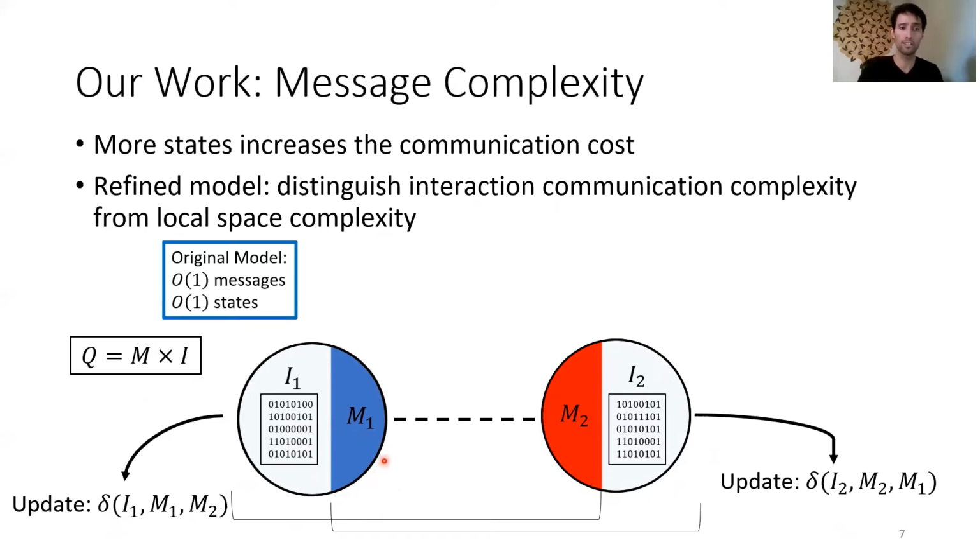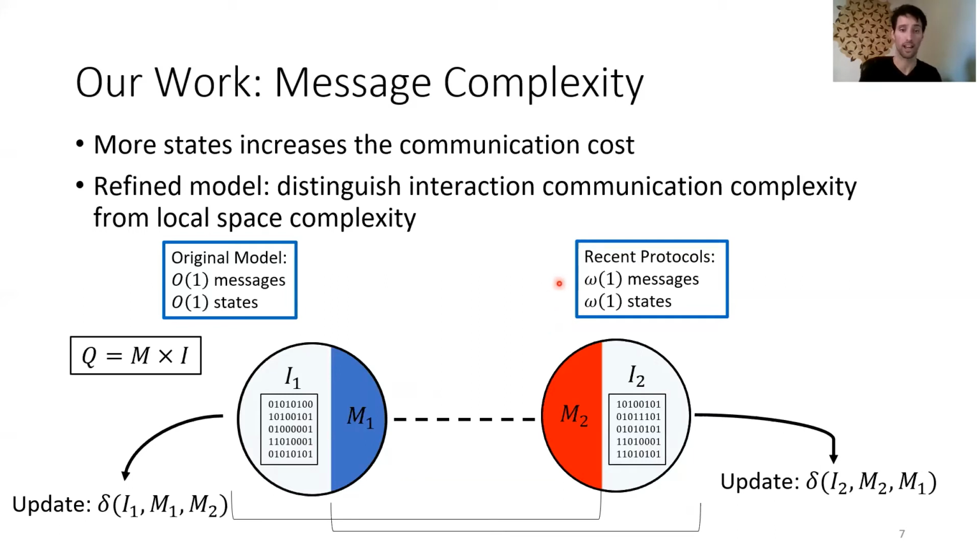We can view the original model as having both constant states and constant messages. More recent protocols have been using super constant states, but also super constant messages in their interaction. In our work, we focus on an intermediate model, having only a constant number of messages, but still allowing super constant states. This is an intermediate model between the two, and we seek to ask how powerful it is compared to the more restricted and less restricted models.